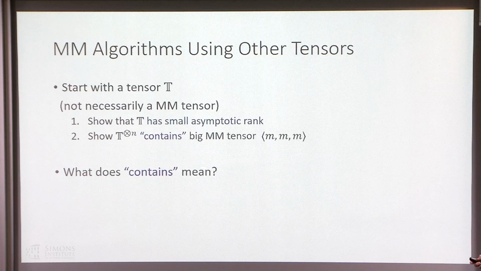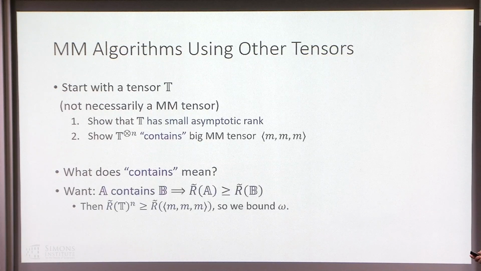And now let's talk about what containment means. So containment, we want that if A contains B, then the asymptotic rank of A is at least the asymptotic rank of B. Okay? And as from our previous slide, we know that if this holds, and the tensor power contains this matrix multiplication tensor, then we're actually bounding the asymptotic rank of m by m matrix multiplication, and we bound omega.